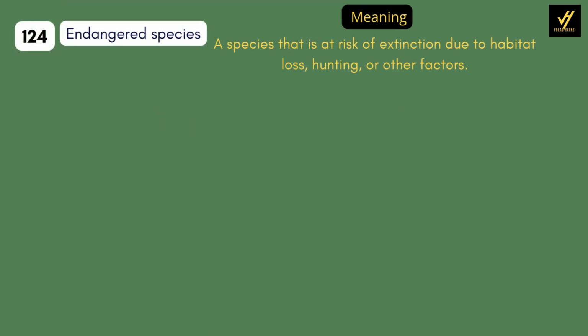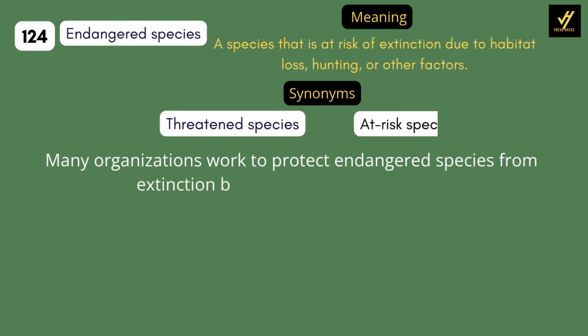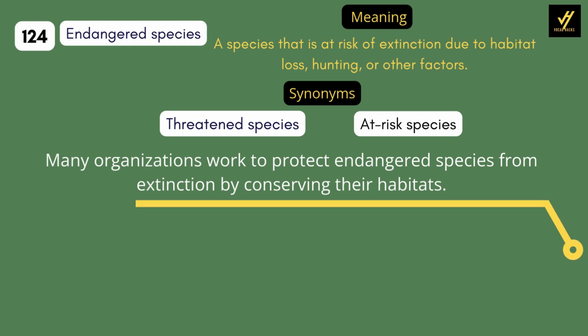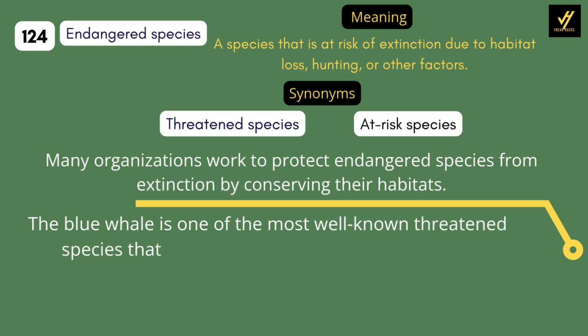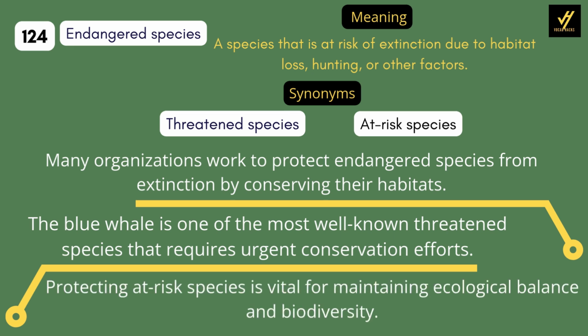Endangered species, a species that is at risk of extinction due to habitat loss, hunting, or other factors. Threatened species, at-risk species. Many organizations work to protect endangered species from extinction by conserving their habitats. The blue whale is one of the most well-known threatened species that requires urgent conservation efforts. Protecting at-risk species is vital for maintaining ecological balance and biodiversity.